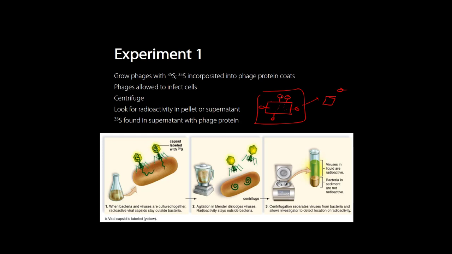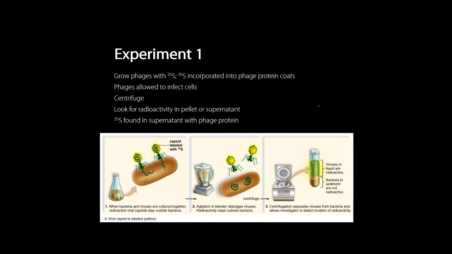Knocking these phages off the cell so that after they knock them off, they can then centrifuge them. And in the centrifuge container, the bacterial cells, which are orders of magnitude larger, would form the pellet in the centrifuge, whereas the viruses would be these tiny little dots in what's called the supernatant. The supernatant is the liquid component of a centrifugation, right? And so then they asked a very simple question, where's the radiation?